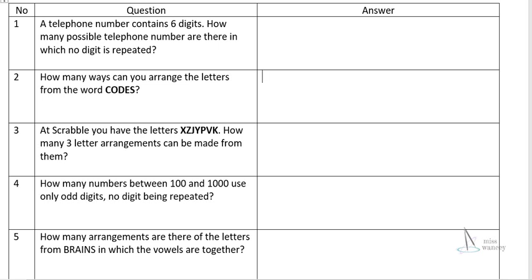Okay, so here are some of the questions that we did in our class. A telephone number contains 6 digits. How many possible telephone numbers are there in which no digit is repeated?